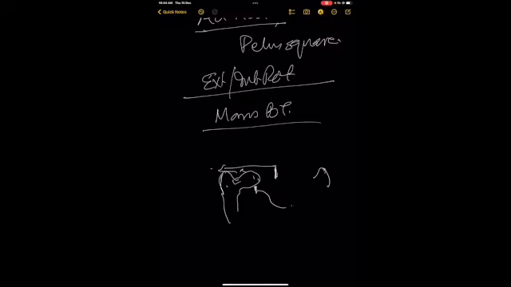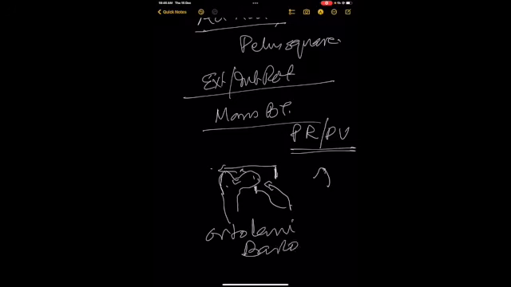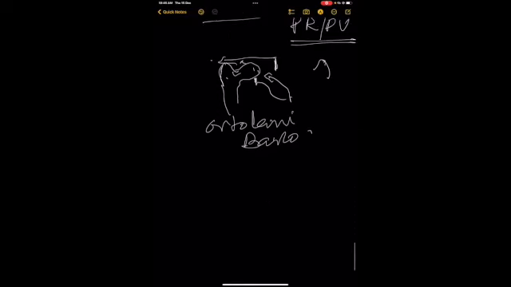This central dislocation you can also test by a per rectal or per vaginal examination. Then there are two other tests, Ortolani and Barlow. Barlow means in a congenital dislocation of hip, you can dislocate the hip, and Ortolani is the reverse, it reduces it. So Ortolani and Barlow test.